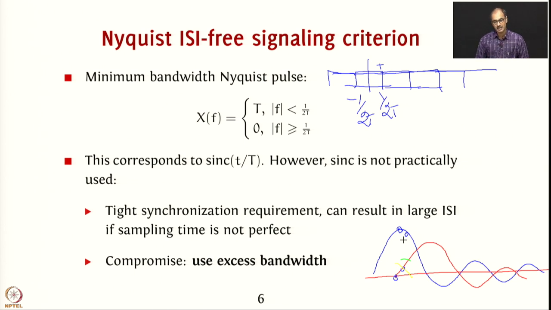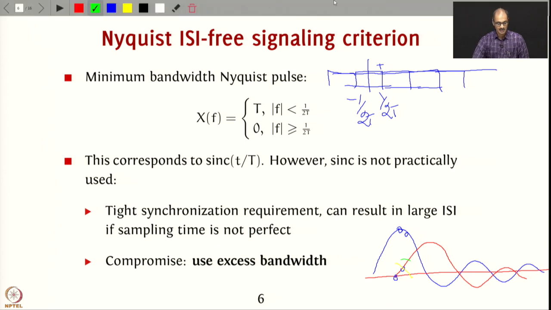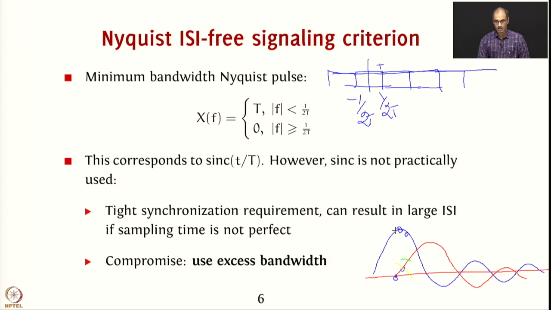So the compromise is to make the sync or whatever pulse you have die faster, which you can achieve by using excess bandwidth. In order to avoid this tight synchronization requirement, we want a pulse that dies much faster, that is, it undergoes something like this. That is, it should not have too much of an impact two or three symbols down. Let's see how we can achieve that.